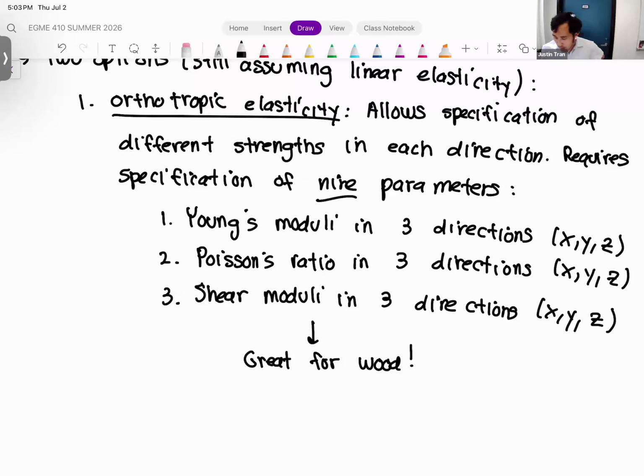Okay. So orthotropic elasticity is kind of the first step that you take when you are acknowledging the fact that your material is going to have different behavior in different directions. But you can see it's already kind of a big step up. Okay. Any questions on orthotropic elasticity so far? Okay. All right. So the next step up, which is a big step up, is what's called anisotropic elasticity.